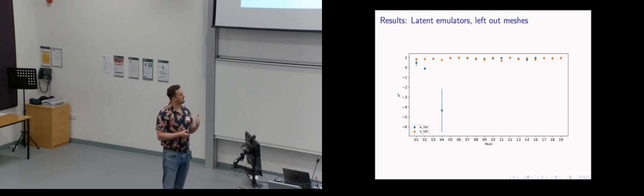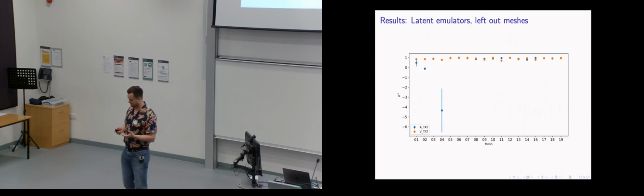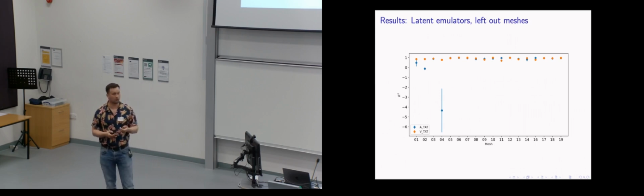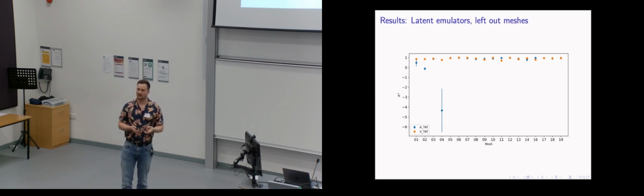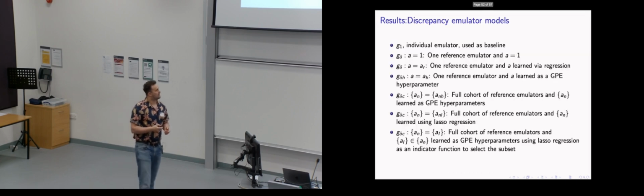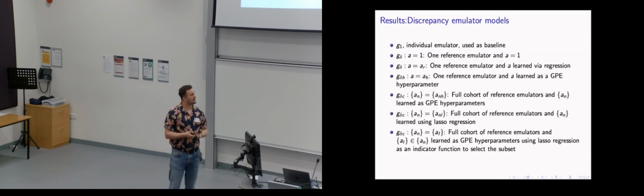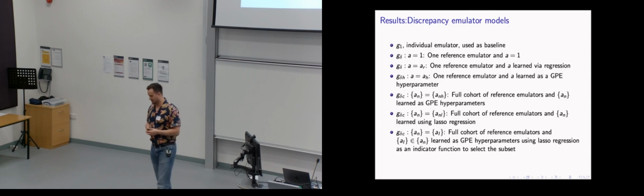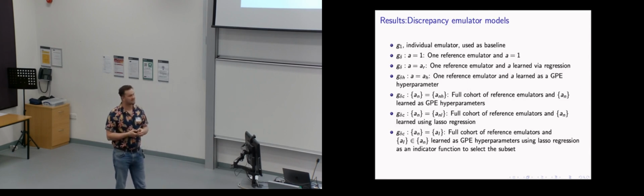Something about Mesh 4 made it really, really hard to predict the ATAT from those latent features. I've been trying to work out why. All the methods that I have employed so far have not told me. So then, for the discrepancy emulator results, we're at the point of having about 7 different models.